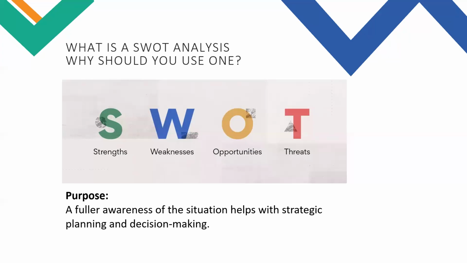But our SWOT analysis is pretty much what happens when businesses take a look at themselves and try and see where they're going and what they want to do. So what does it actually mean? SWOT. S is for strengths, the W is for weaknesses, O is for opportunities, and T is for threats.